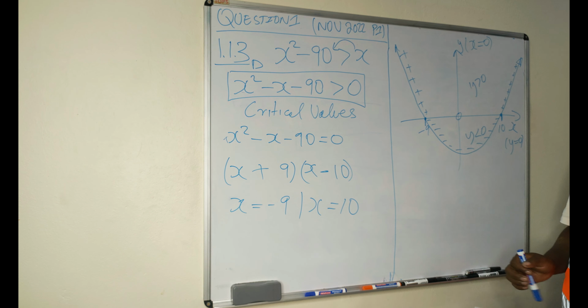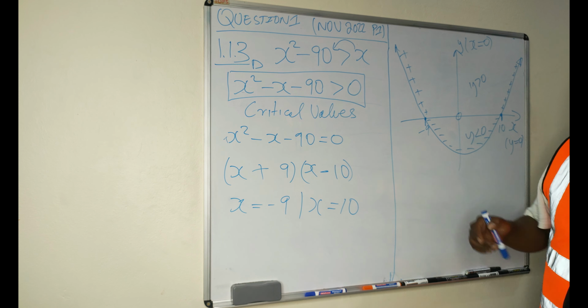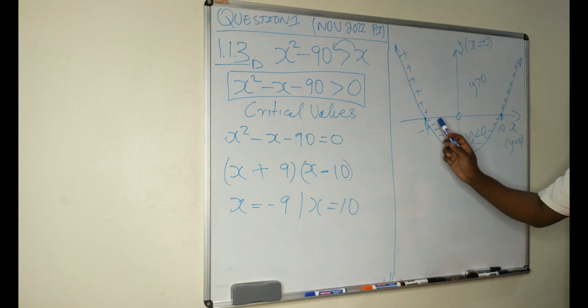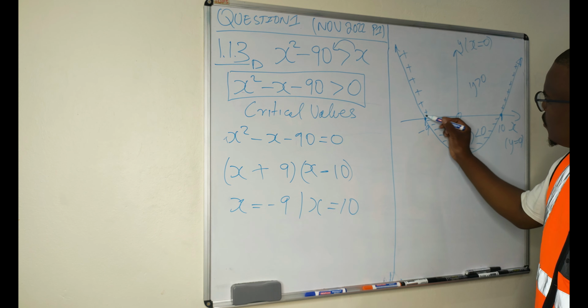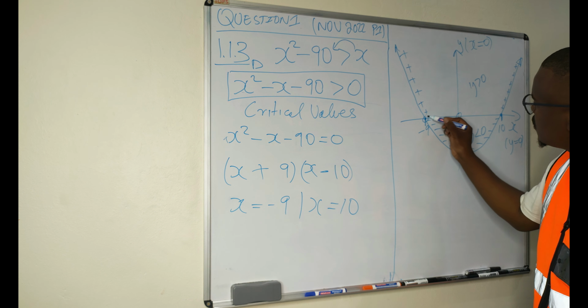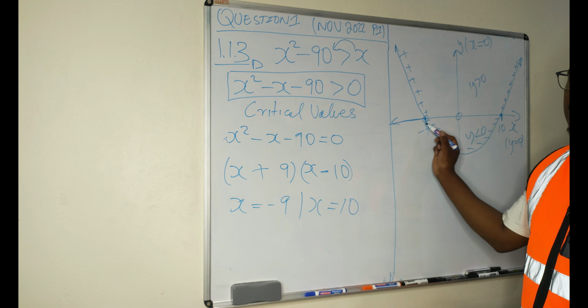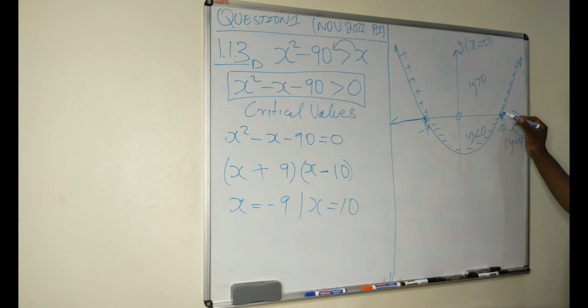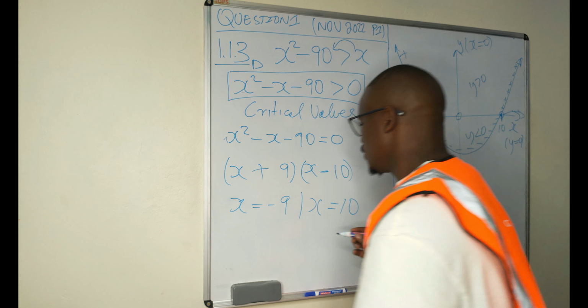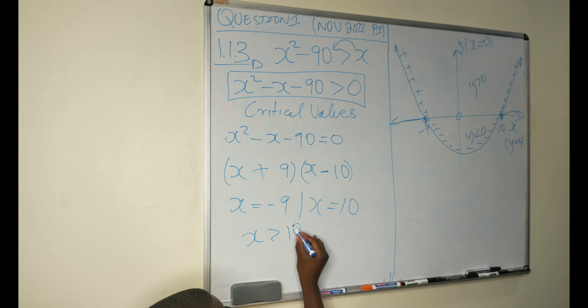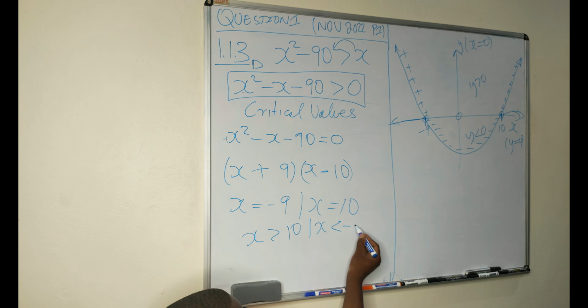So you want where your equation is greater than 0, where it is positive. It's positive here and there, right? So what are the values of x then? It's these values here, in this direction. Those values are less than minus 9, and the values in that direction are greater than 10. So your x values: x is greater than 10, or x is less than minus 9.